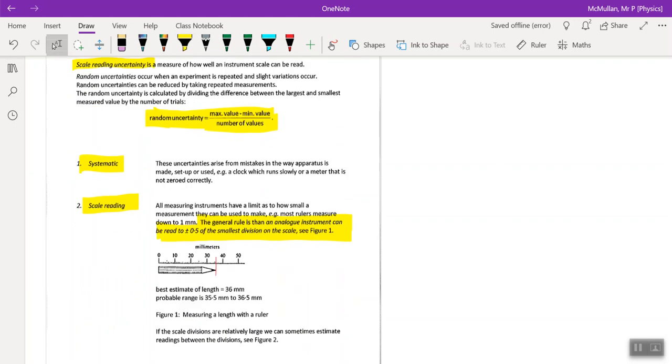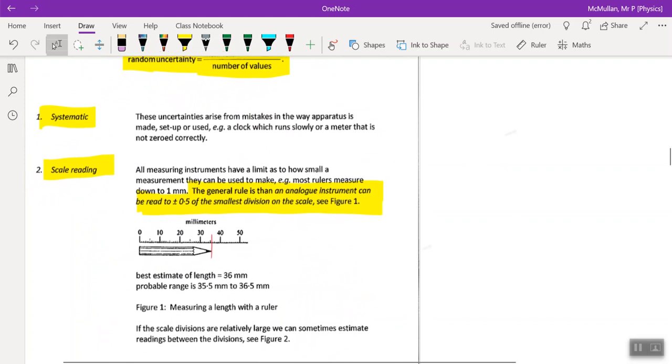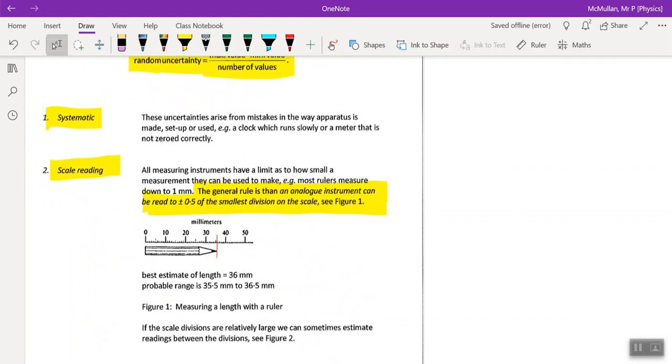Two very easy examples. Now, if you look at an alarm clock, the uncertainties arise from mistakes in the way it is set up. A clock could run slowly or not zeroed. Again, another example would be measuring your mass. If you stood on the scales and they already had 10 kilograms on them before you stood on them, you're going to have an answer plus or minus 10 kilograms because you didn't zero it.